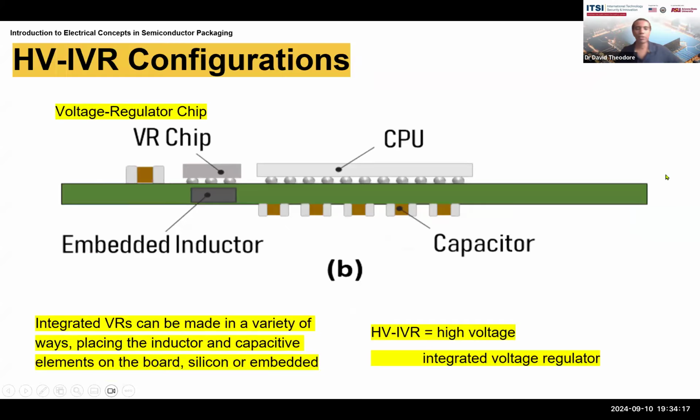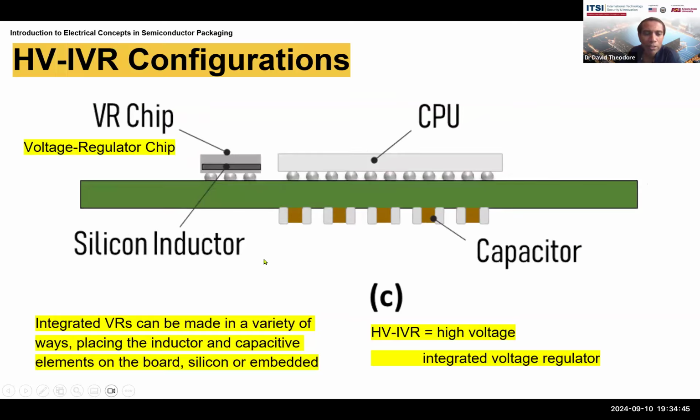Here's another configuration where, instead of having the inductor sitting on the side like in the previous slide, now the inductor is embedded inside the package. So here's the CPU, the central processing unit, the chip. Here are the land side capacitors near the chip, and now we embed an inductor inside the package. And above that is the VR, that is the voltage regulator chip. So that's a second configuration.